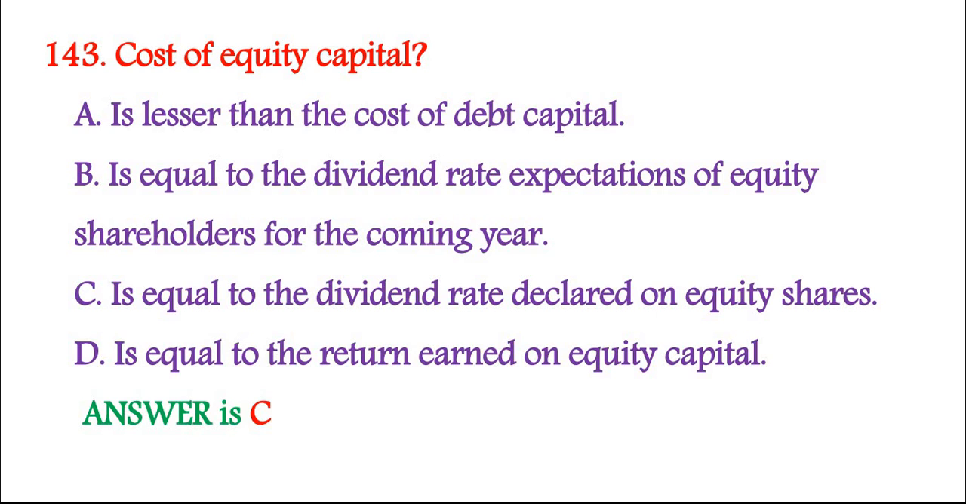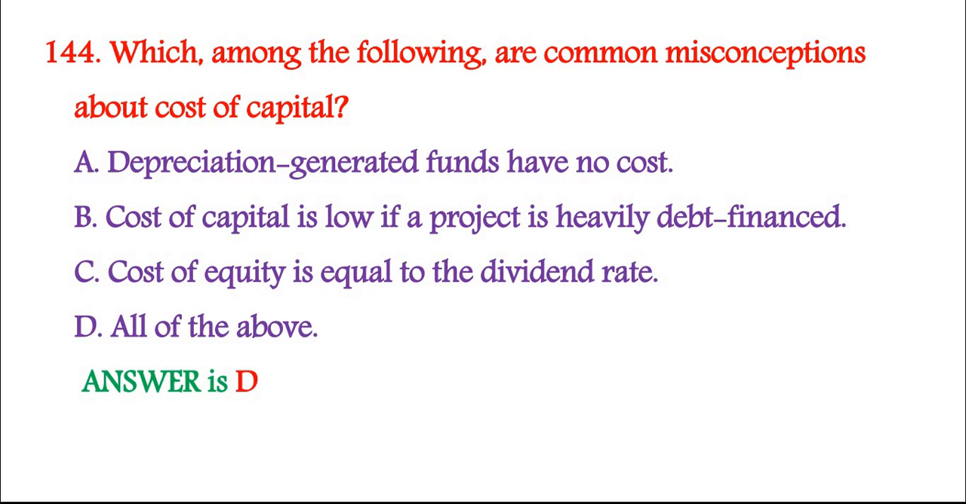143. Cost of equity capital A. is lesser than the cost of debt capital. B. is equal to the dividend rate expectations of equity shareholders for the coming year. C. is equal to the dividend rate declared on equity shares. D. is equal to the return earned on equity capital. Answer is C. 144. Which, among the following, are common misconceptions about cost of capital? A. Depreciation generated funds have no cost. B. Cost of capital is low if a project is heavily debt financed. C. Cost of equity is equal to the dividend rate. D. All of the above. Answer is D.